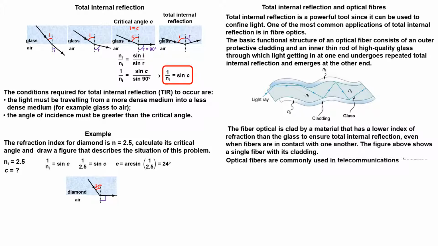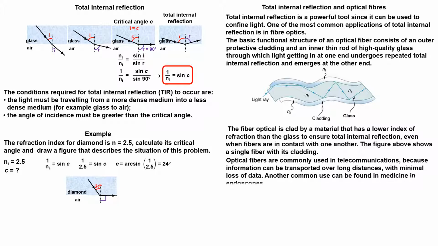Optical fibers are commonly used in telecommunications because information can be transported over long distances with minimal loss of data. Another common use can be found in medicine in endoscopes. Endoscopes use optical fibers to produce an image of the inside of the body.